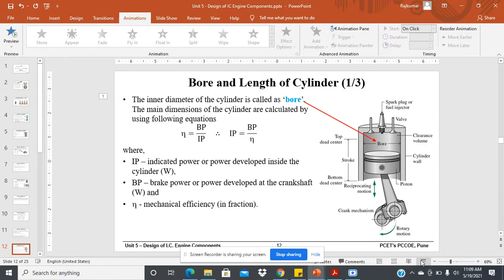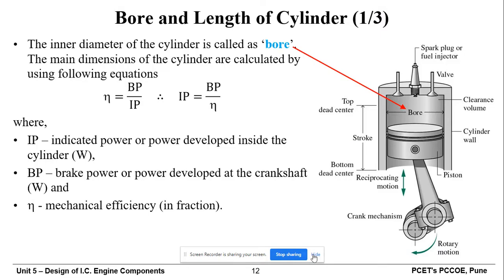So I will go to full presentation mode and yes, laser pointer. Okay. So bore means this is the inner diameter of the cylinder. Then this is the stroke length. It is the distance between top dead center and bottom dead center. Above the top dead center there is a clearance, and below the bottom dead center also there is a clearance. So stroke length plus clearance will become your length of the cylinder.